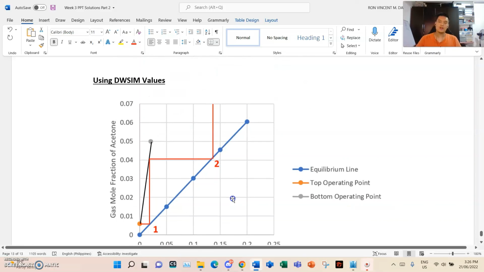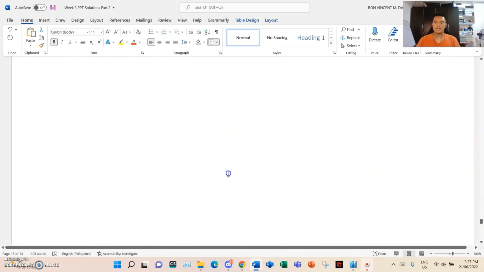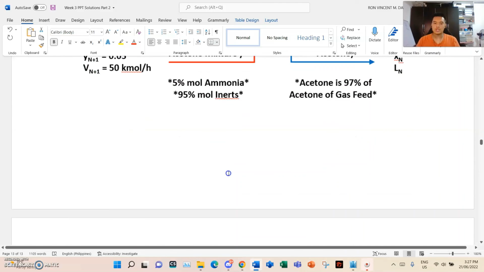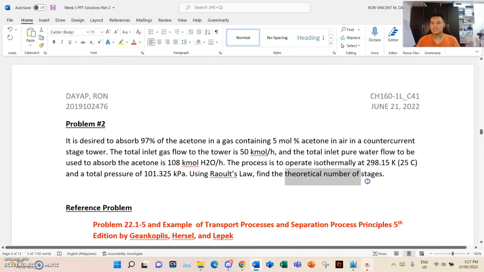In conclusion, I have proven in the hand calculations, both graphically and analytically through equations, and using DWSIM, that the answers for both the hand calculation and the simulator are close enough. Therefore, I also conclude that for this separation to work, it requires a theoretical number of stages of 2.